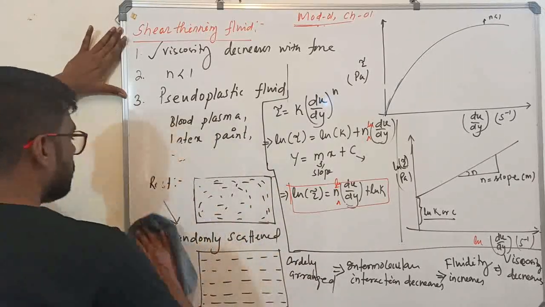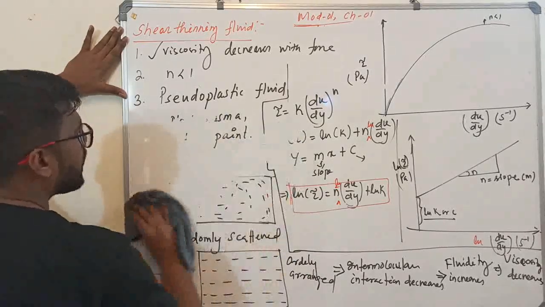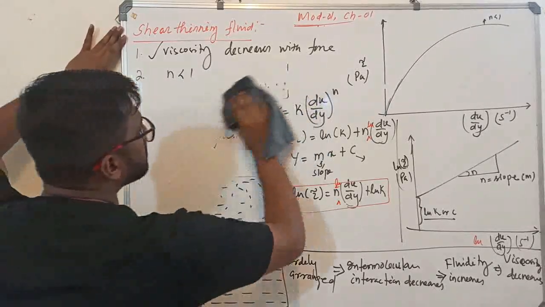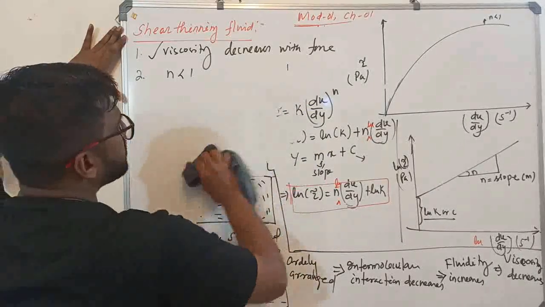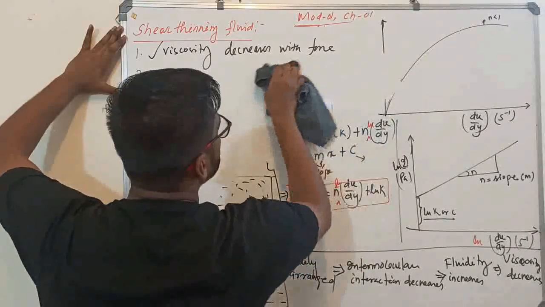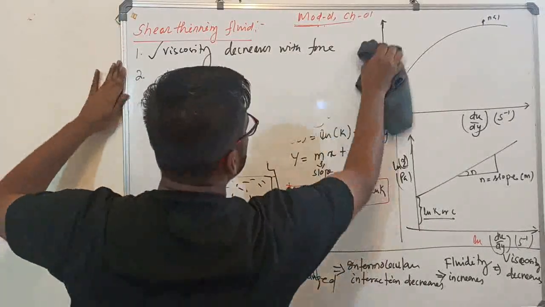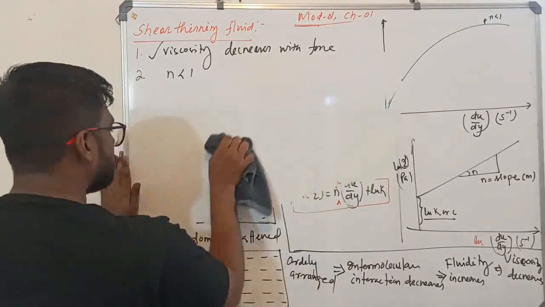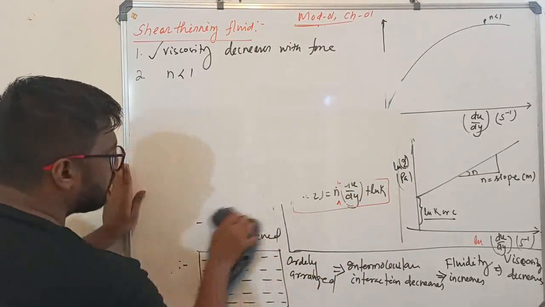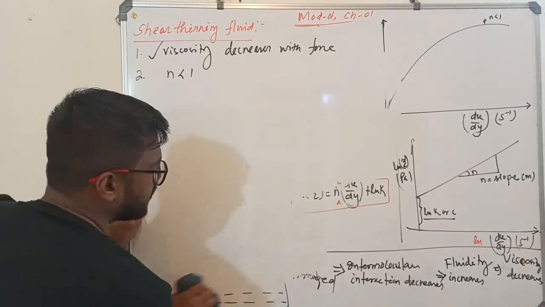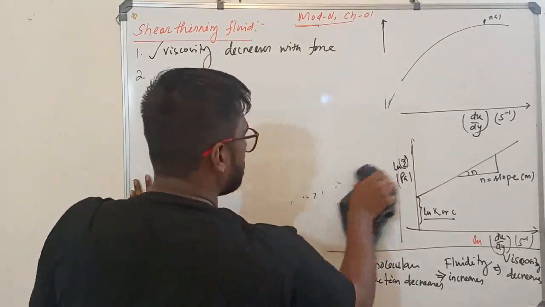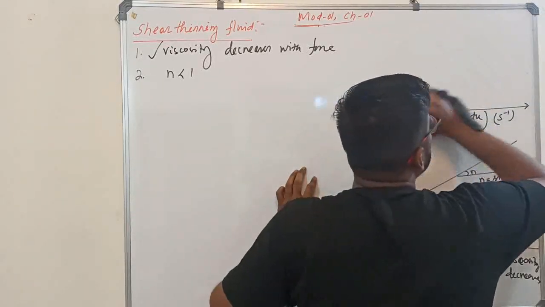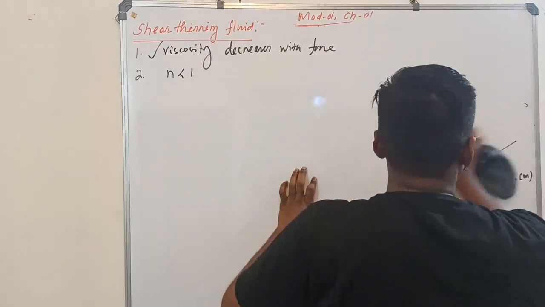Now tell me, shear thickening fluids, what happens in shear thickening fluids? Sir, in a shear thickening fluid, viscosity increases with the application of force. Its n, which is the flow behavior index, is greater than 1. Okay, and the graph you will teach, sir. We know you will teach. Okay, graph.